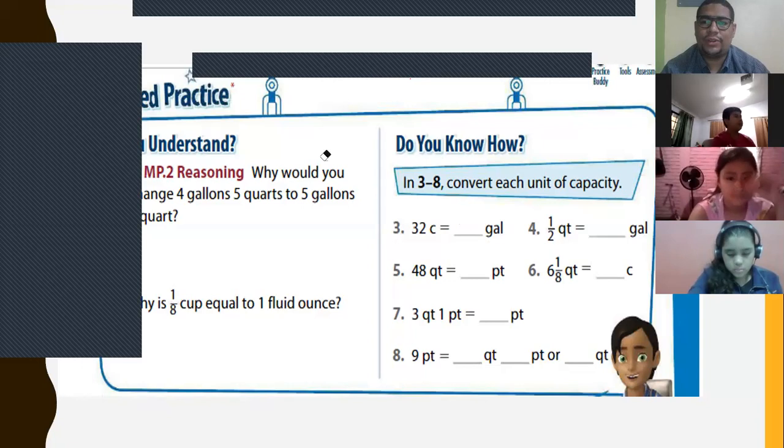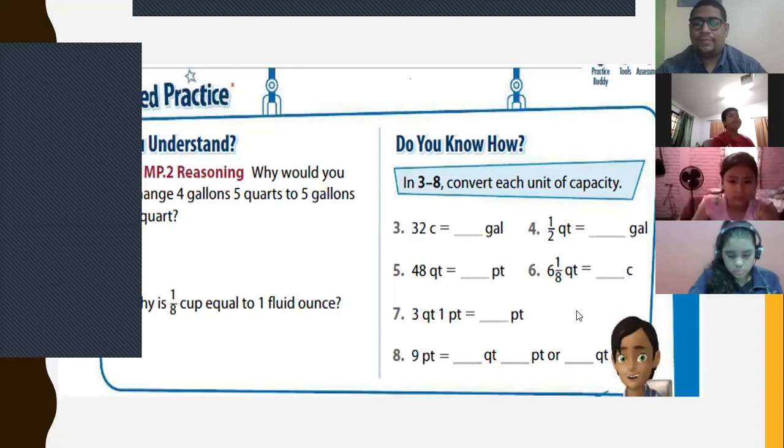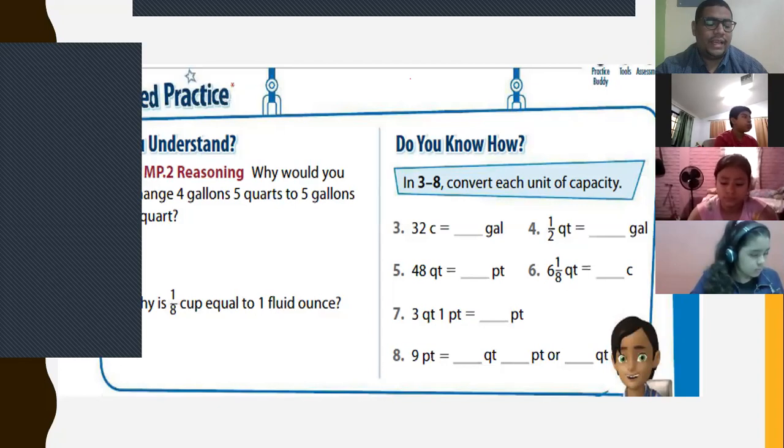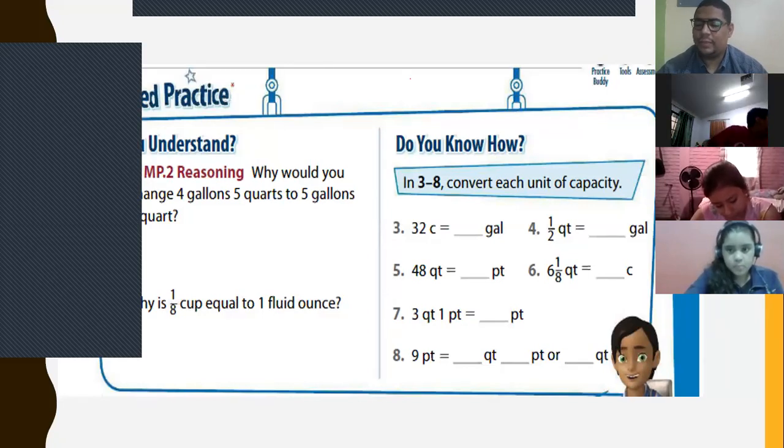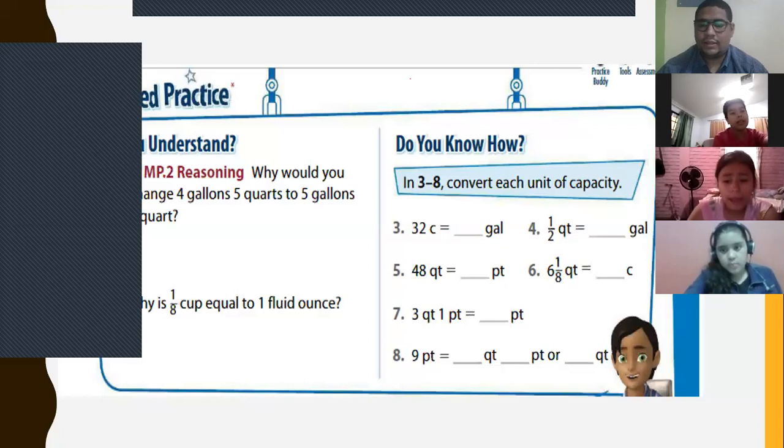Now, what happened with number 4? We have 1/2 quart, and then we have to convert these to gallons, right? And how many quarts do we have in a gallon, guys? According to the table, how many? 4. 4. So what do we have to do here, guys? Like 1/2 divided by 4. What do we have to do here?